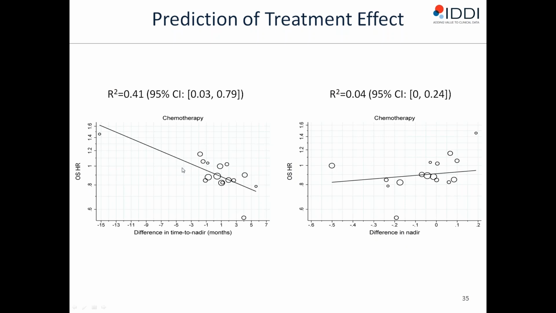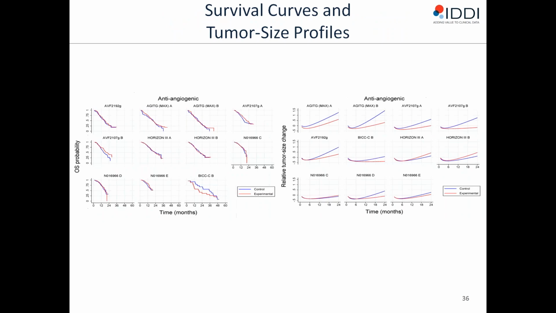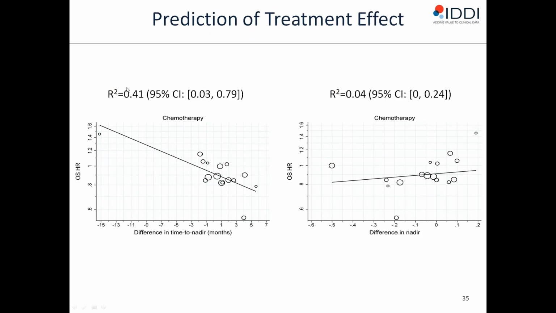So what we can conclude from these plots is, and again, R squared is actually calculated here. We see that there's quite a bit of spread of these points around the regression lines, which indicates that, again, we do not have a very precise, very strong relationship between these treatment effects. In fact, the relation is rather weak, and what we can say is that we have, in this case, less than half of the variability on the treatment effect on survival explained by the variability in the difference in time to nadir, and even less so for the difference in nadir.